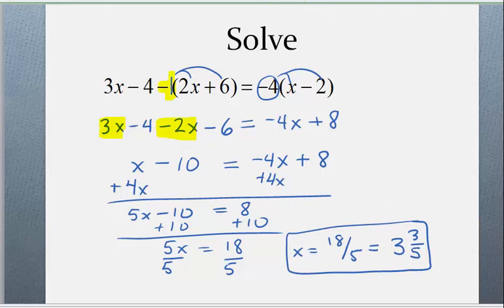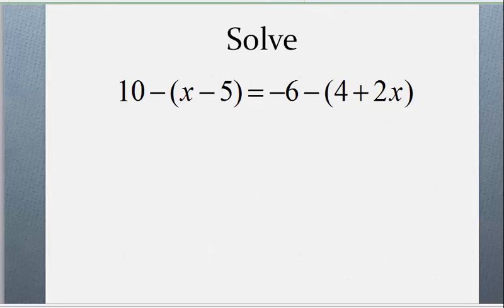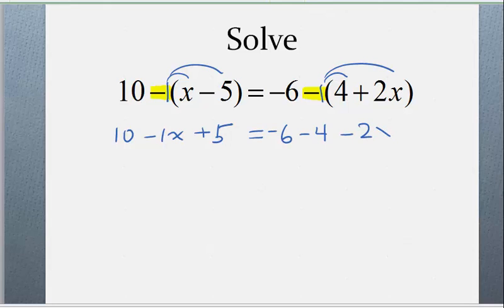All right, let's take a look at one more that involves some negatives and some distribution. Again, I need to be careful here. There's this minus sign before the parentheses, and this time it's on both sides. So I'm thinking of that as having a negative 1 there that I'm distributing. On the left side, the 10 is going to stay the same. I'm going to have minus 1x, and then a negative 1 times a negative 5 is a plus 5. On the right side, the negative 6 stays the same. If I distribute the negative 1, I get negative 4 minus 2x.